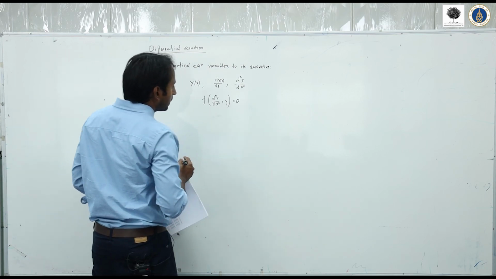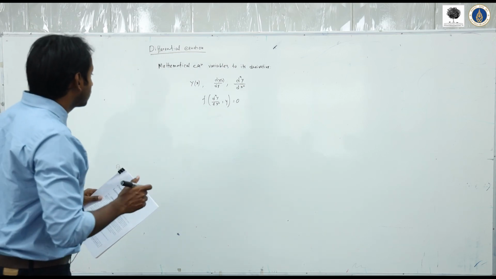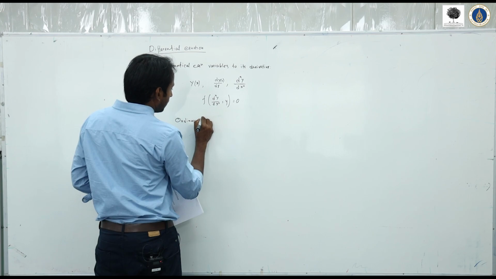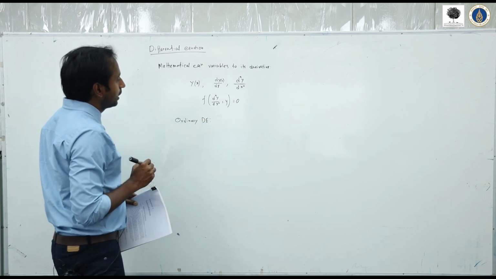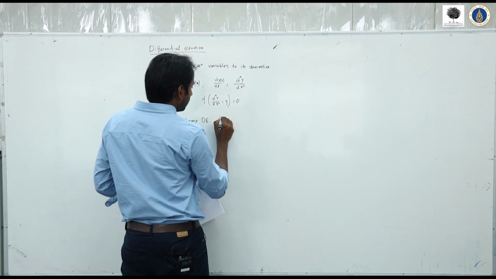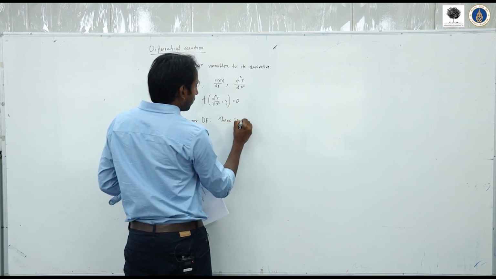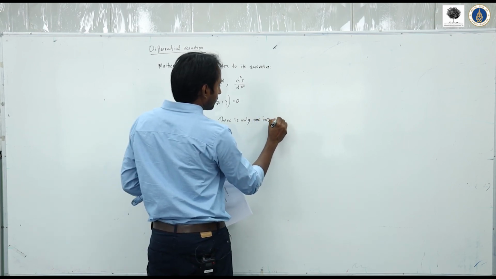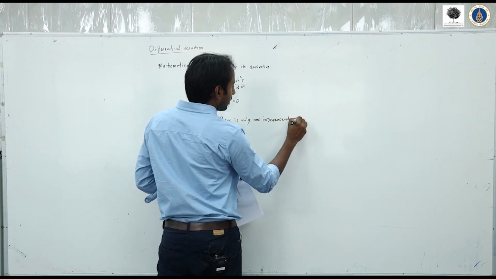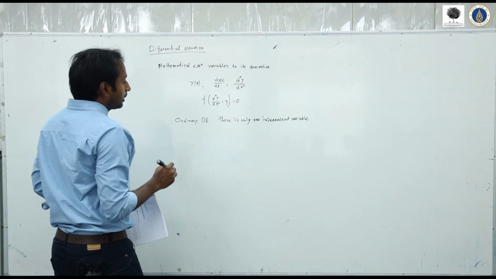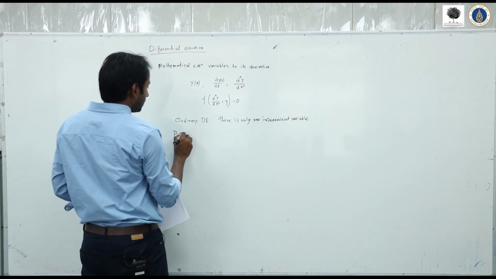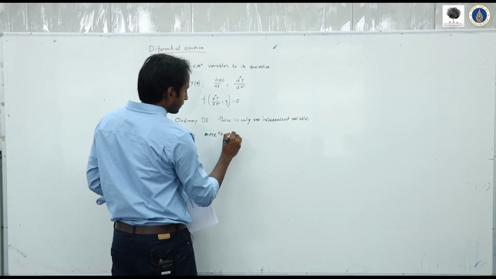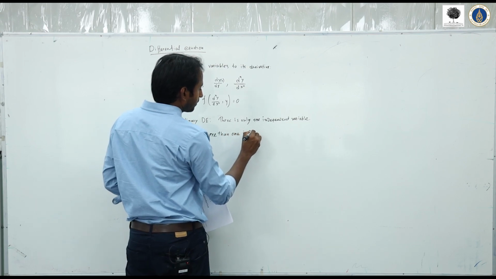Now there are two main classes of differential equation. One is the ordinary differential equation, which is of the form where there is only one independent variable. And for a partial differential equation, PDE, there is more than one independent variable.